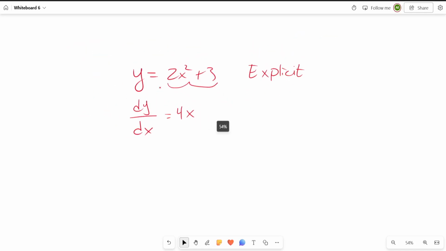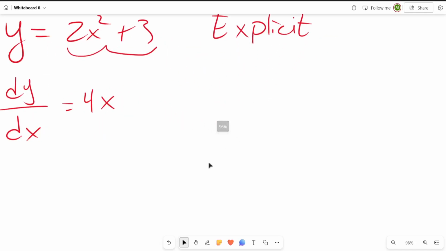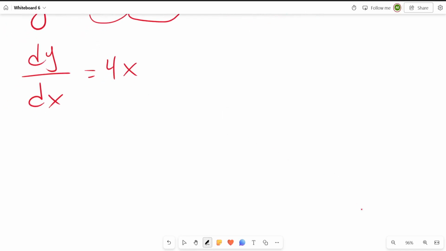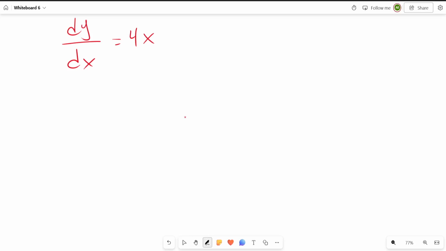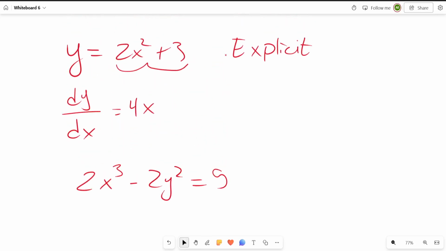However, implicit differentiation looks something like this. Let's say we have this question over here: 2x cubed minus 2y squared equals 5. If we compare this and this, we can see that here y is the subject of the formula and it's in terms of x. However, here y is implicitly put in the equation, so it's inside the equation.